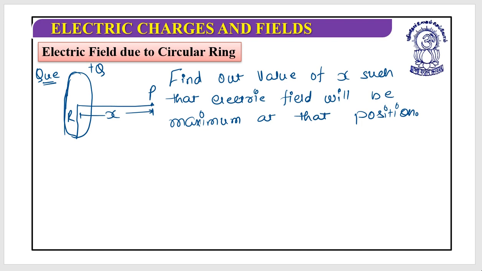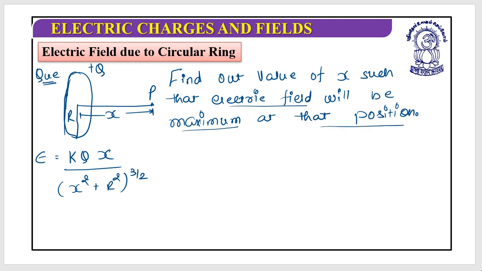How could you do it? What are the options? Tell me. What can you use? What I can write is that electric field will be kqx divided by x square plus r square to the power 3 by 2. Yes, this is the value of an electric field. Now what I need is an electric field maximum according to that position.